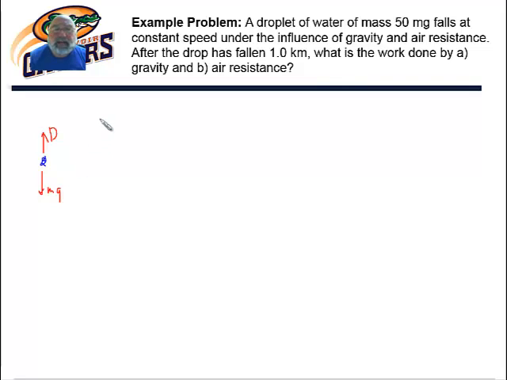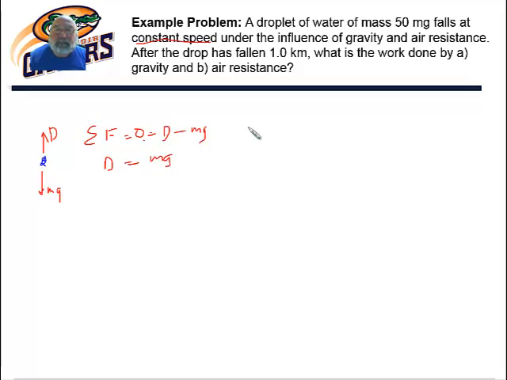Now, write the equation of motion. I'm going to notice right there that it says at constant speed. That tells me my acceleration is 0. The sum of the forces acting on the water drop is equal to 0, which is equal to the drag minus the weight, mg. So that tells us that the drag is equal to mg.